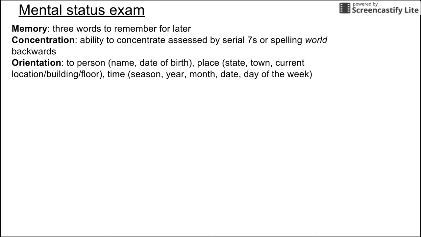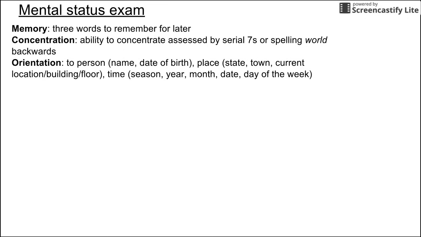Lastly, you want to test a patient's orientation to person, place, and time. When you ask a patient about their person, you can ask for their full name and their date of birth. When you ask about the place, you can ask for the state, the town, the current hospital that they're in, the current location, the building and floor, perhaps, if that's relevant. Whatever a normal patient would be expected to know would be reasonable to ask.